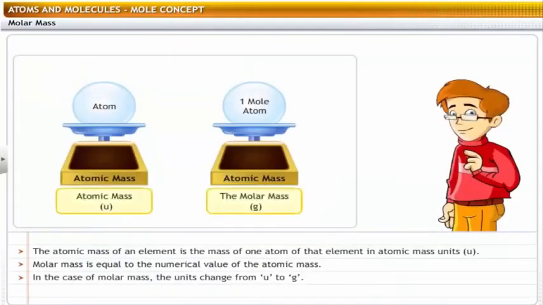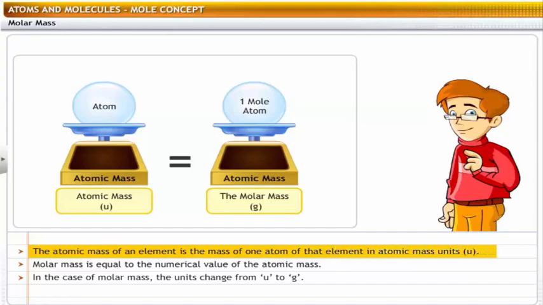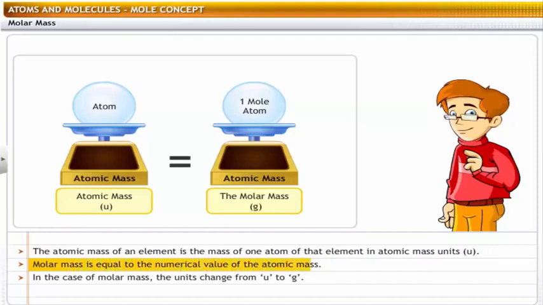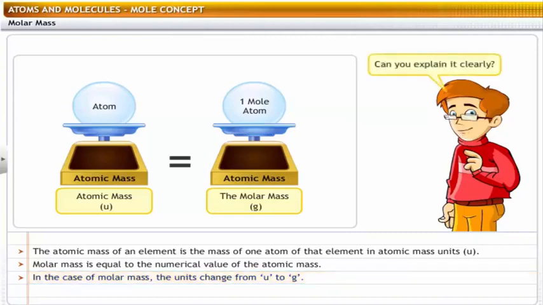Relative atomic or molecular mass in grams of a substance is equal to the mass of 1 mole. So, atomic mass unit, u, is the mass of one atom of that element. However, the molar mass, which is the mass of 1 mole of an atom of an element, has the same numerical value as that of atomic mass. However, in case of molar mass, the units change from atomic mass units, u, to grams, g. Can you explain it clearly?